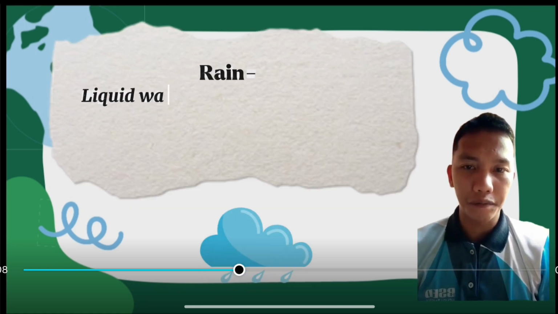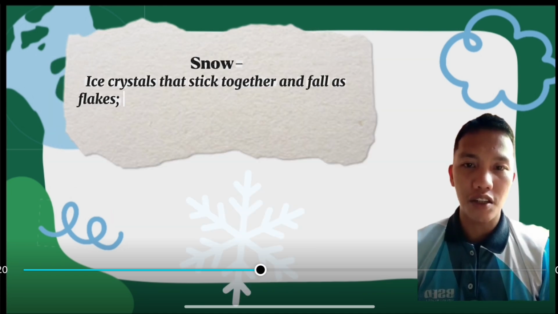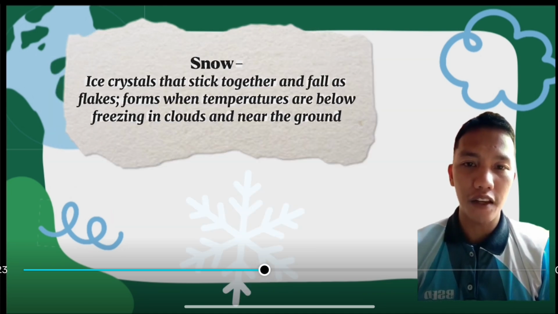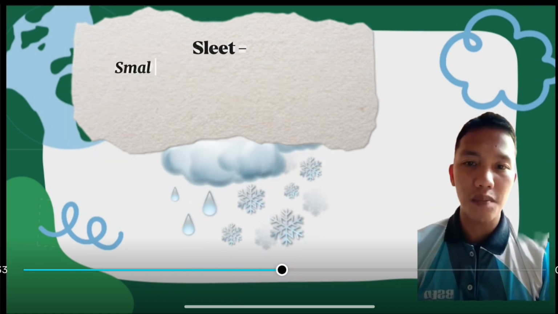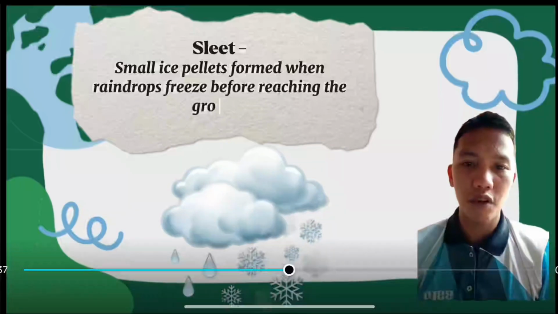Now, let's go on to the types of precipitation. First, we have rain. Rain is liquid water droplets that fall when clouds can no longer hold them. It occurs when temperatures are above freezing. Next, we have snow. Ice crystals that stick together and fall as flakes. Forms when temperatures are below freezing in the clouds and near the ground. Then, sleet. Small ice pellets form when raindrops freeze before reaching the ground.